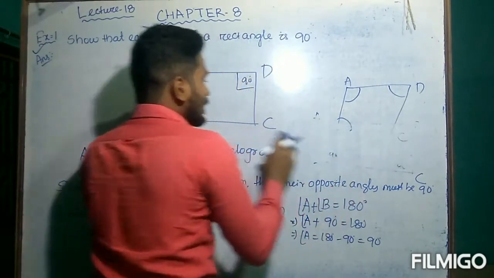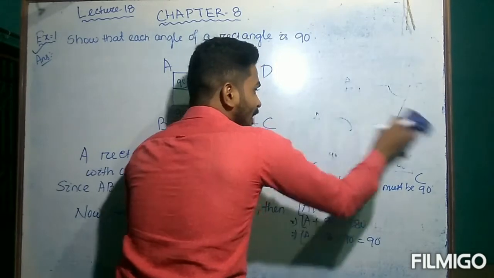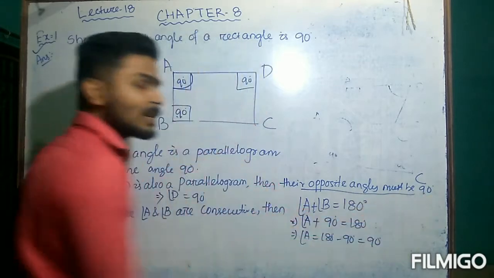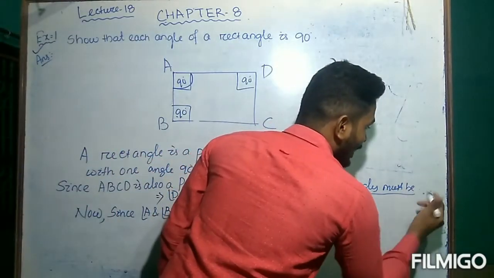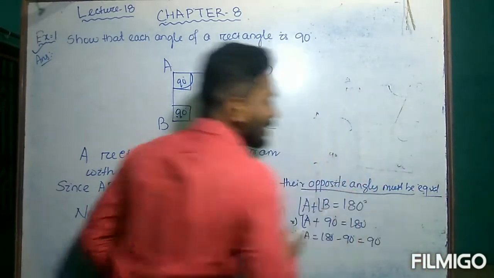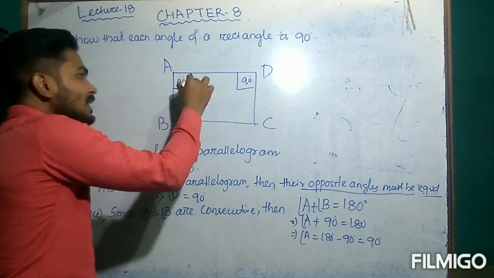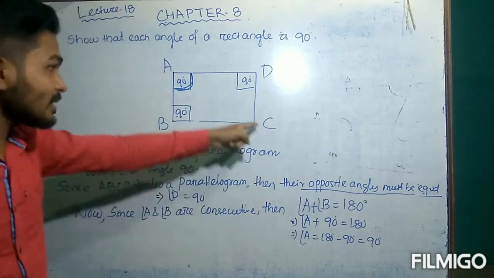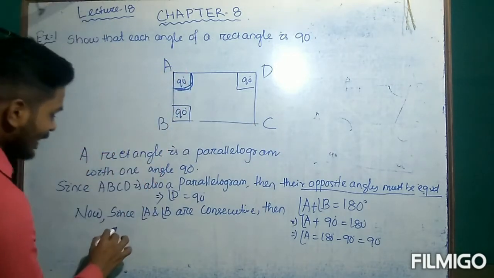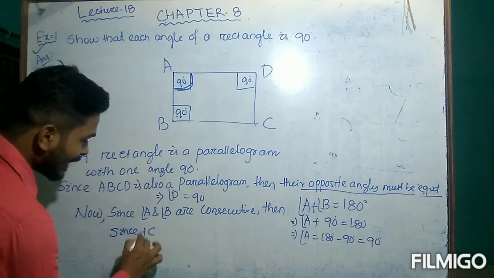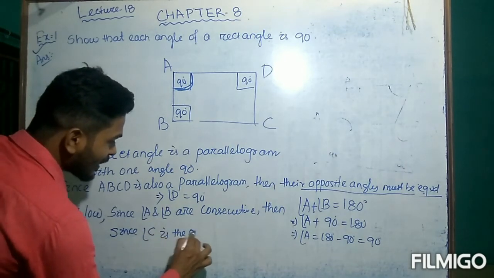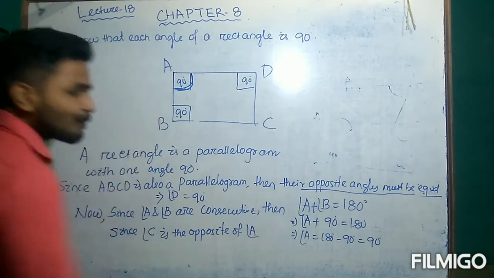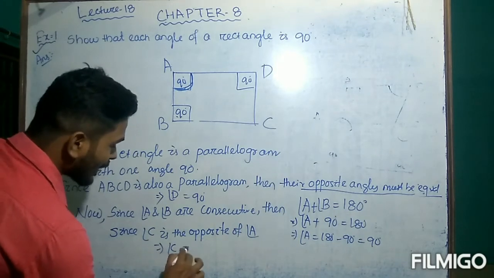Understood? Next, what remains? The angle C. How can we find it? See, already we have written that in a parallelogram the opposite angles must be equal. Yes or no? Yes. So what is the opposite angle of angle A? Definitely angle C. So what should be the value of angle C? It must be 90 because its opposite angle's value is 90. So you can write, since angle C is the opposite of angle A, the value of angle C must be 90.